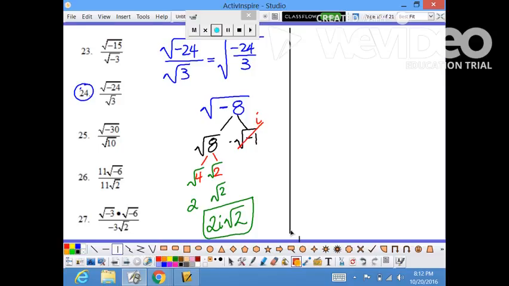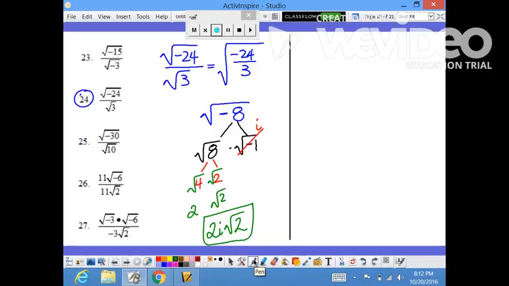All right. Number 26, you have 11 times the square root of negative 6 over 11 times the square root of 2. All right. The first thing I would do as a math student, if I see 11 in my numerator and 11 in my denominator, I probably would cancel those out because 11 divided by 11 is 1. So I would start by rewriting that first. So what I'm really looking at is the square root of negative 6 over the square root of 2.